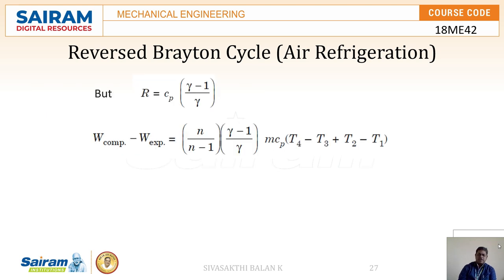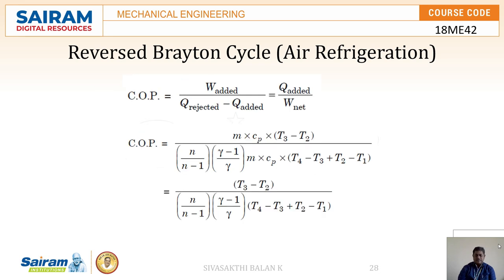And we also know that R, the gas constant, is represented by Cp multiplied by gamma minus 1 divided by gamma. So if we replace the R value like this, we get the final net work done as n divided by n minus 1 multiplied by gamma minus 1 divided by gamma m Cp, where we are replacing R as Cp into gamma minus 1 divided by gamma, and T4 minus T3 plus T2 minus T1.